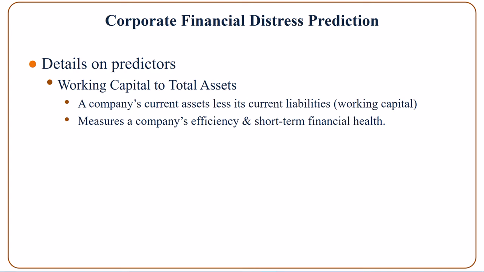Working capital is a company's current assets less the current liabilities. Working capital measures a company's efficiency and short-term financial health. Positive working capital means that the company is able to meet its short-term obligations. And negative working capital means that a company's current assets cannot meet its short-term liabilities, so it could have problems paying back creditors in the short term.